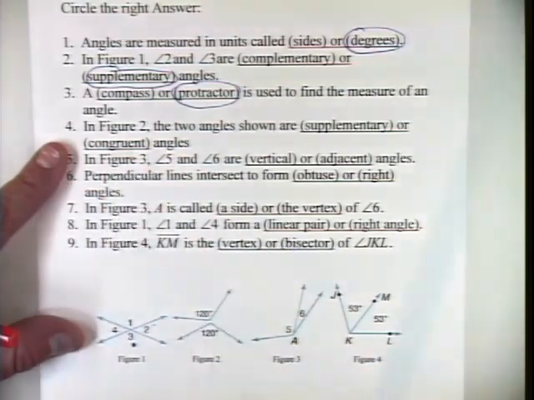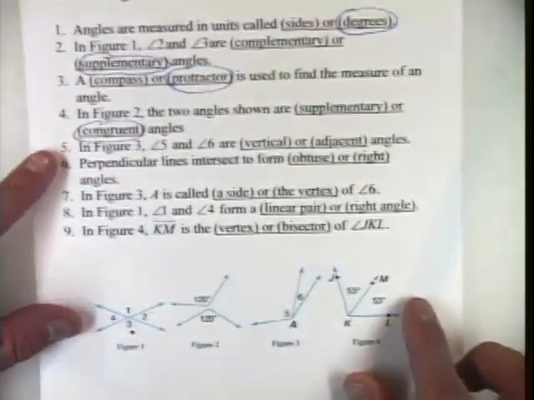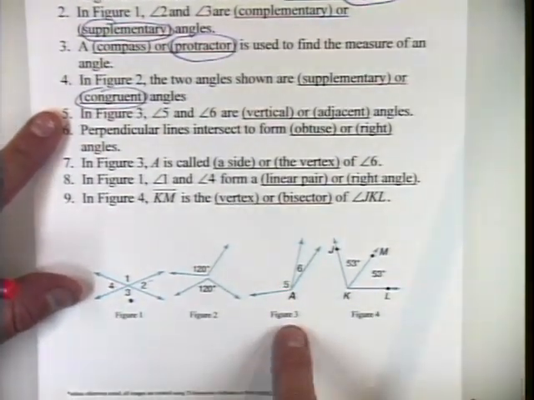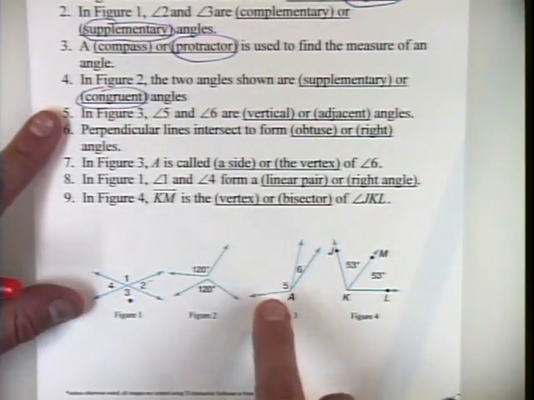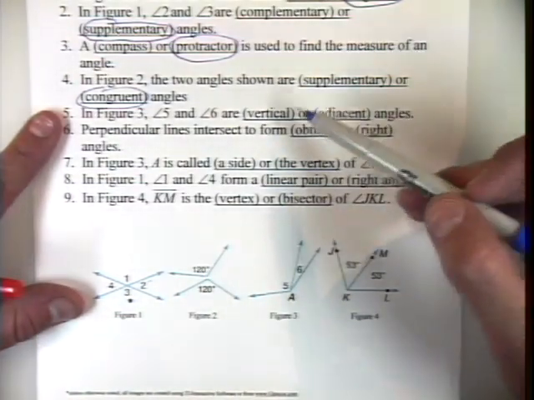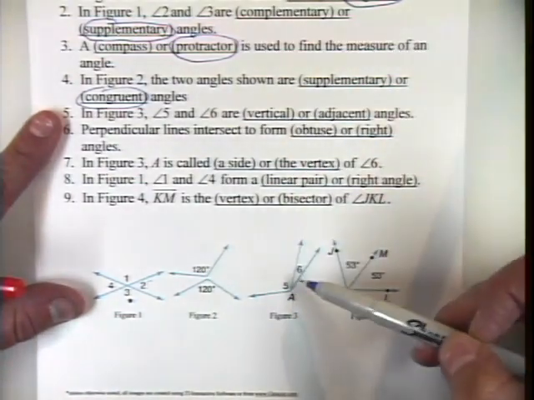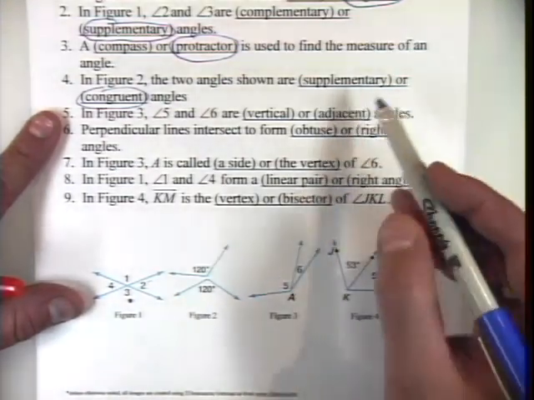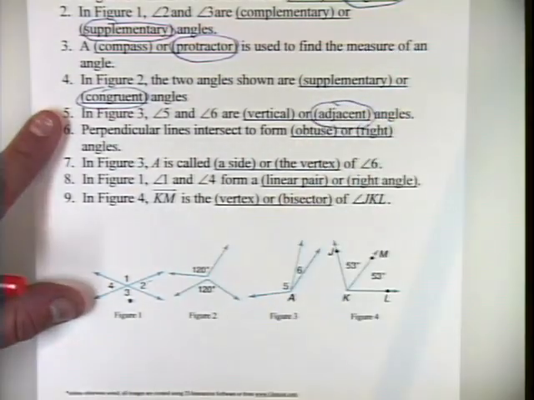Are they congruent? Why, yes. They have the exact same measure. So they are congruent. Number 5, in figure 3, angles 5 and 6, are they vertical? Are they across from each other? No, they're next to each other, so they have to be adjacent.